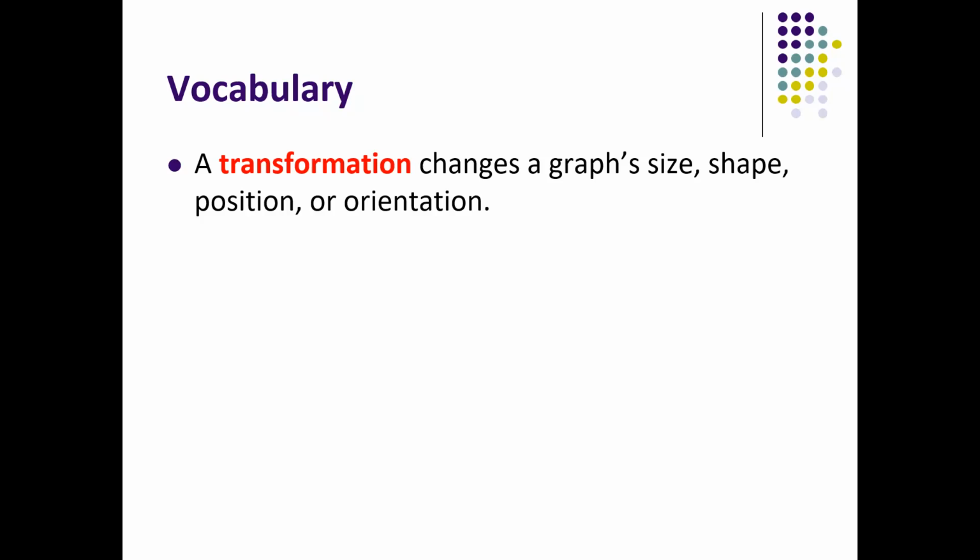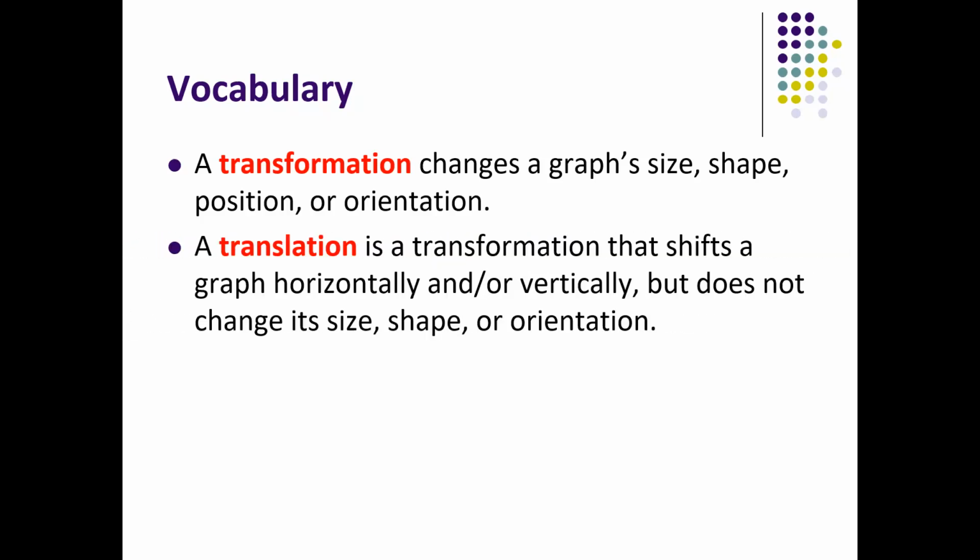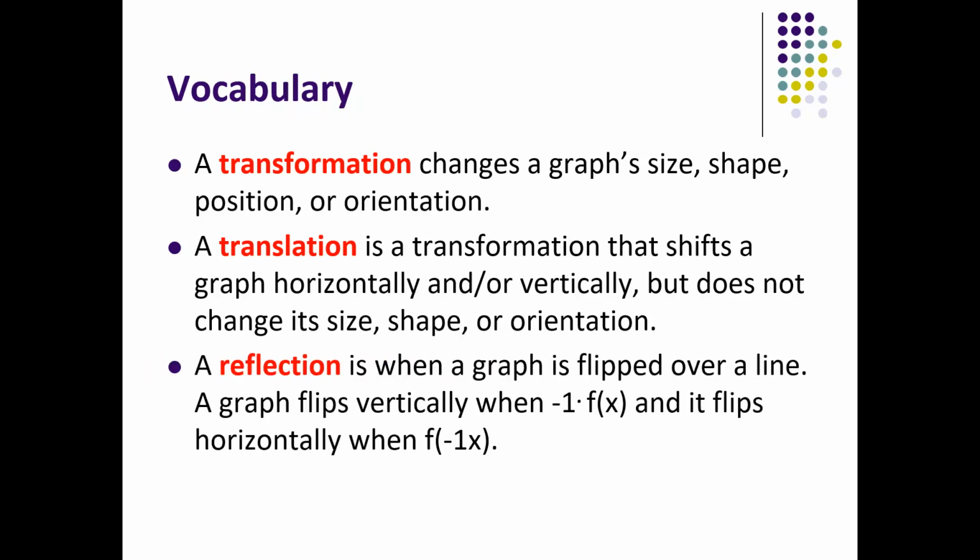A transformation changes a graph's size, shape, position, or orientation. A translation is a type of transformation that shifts a graph horizontally and or vertically, but does not change its size, shape, or orientation. A reflection is when a graph is flipped over a line. A graph flips vertically when -1 times f of x, and it flips horizontally when f of -1x.